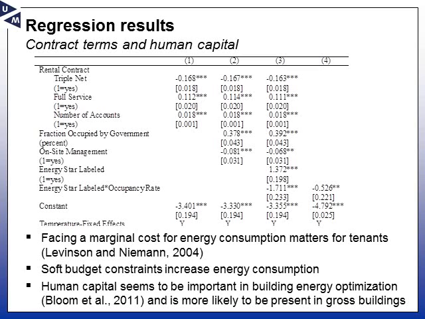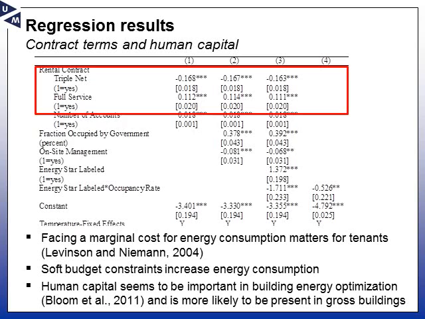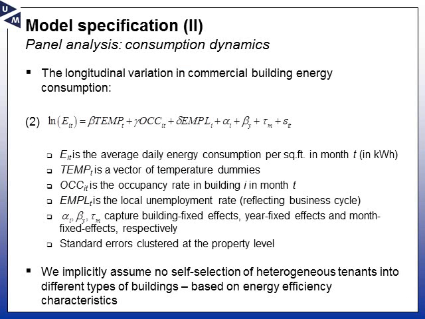We also study whether those buildings that are Energy Star labeled consume less electricity. And so what you see is, in column 3, it depends on the occupancy rate of the building. For those buildings that are fully occupied, yes, there's a large differential that Energy Star labeled buildings are much more energy efficient. I will come back in another lecture to the dynamics.